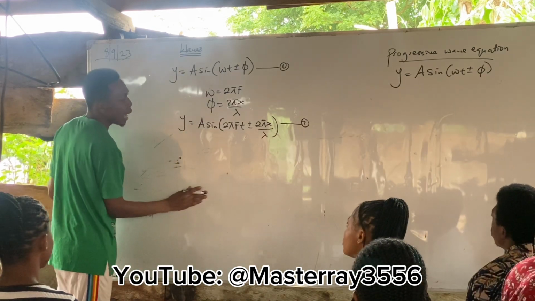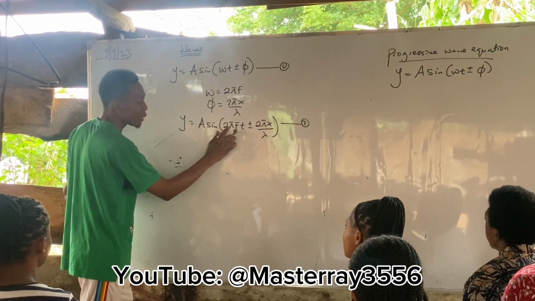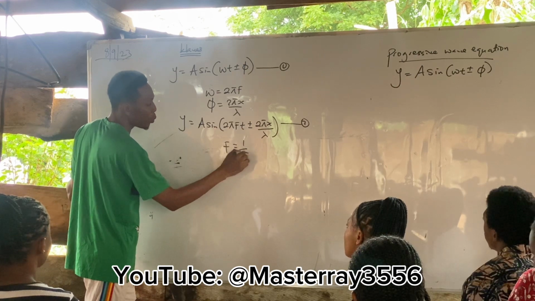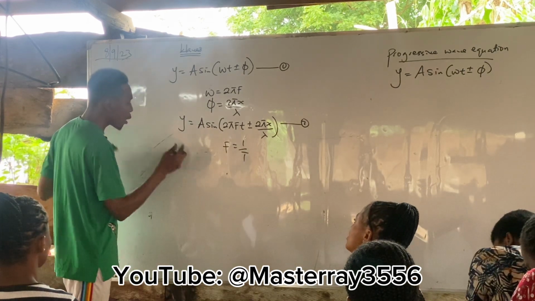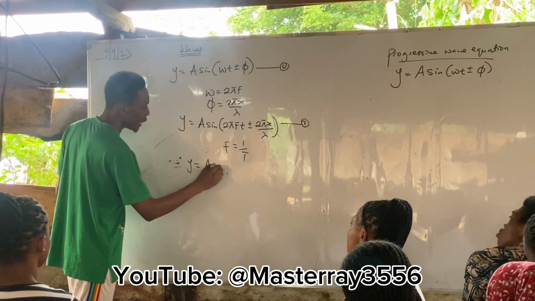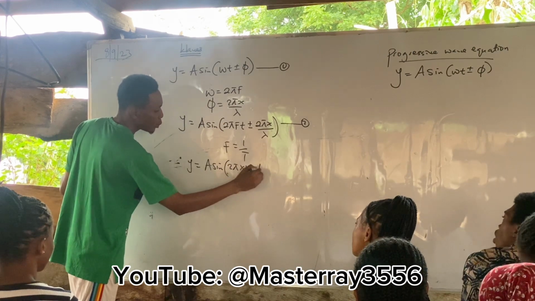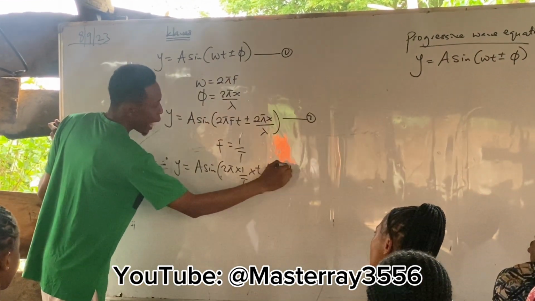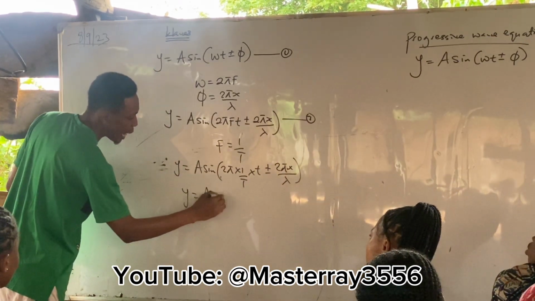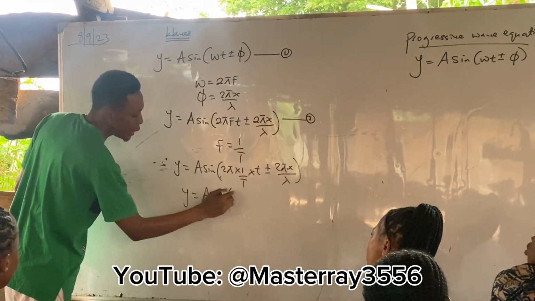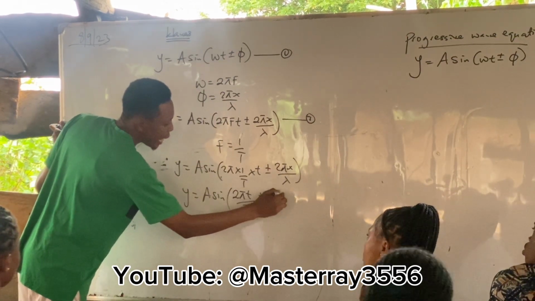Now if you observe, is there anything common there? But before that, don't forget your f is equal to 1 over T. So if you substitute your frequency in place of f, we are going to have y equals a sine bracket 2 pi times 1 over T times t, plus or minus 2 pi x over lambda. So from there we have y equals a sine bracket 2 pi t over T, then plus or minus 2 pi x over lambda.